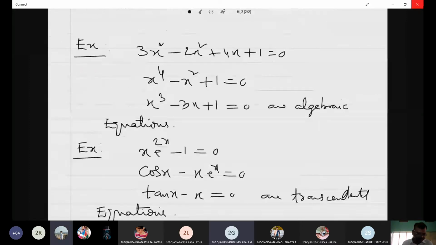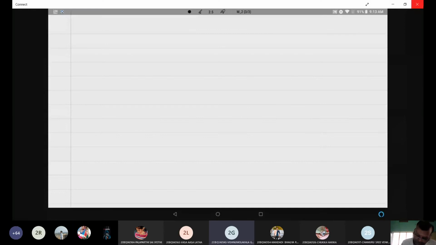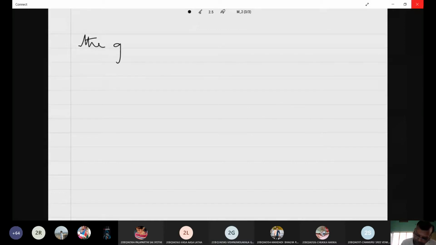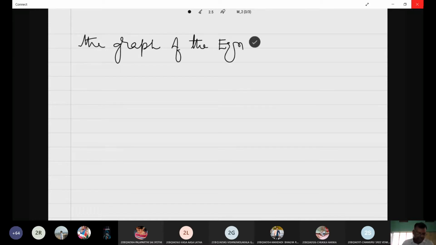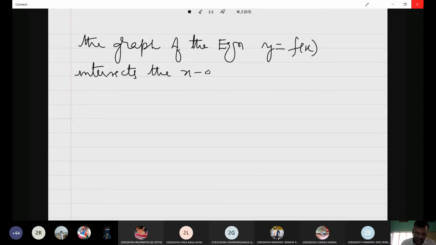At which the graph of the equation y is equal to f of x intersects the x-axis or meets the x-axis. Both are the same. Intersects the x-axis. That is the geometrical interpretation of root of the equation.